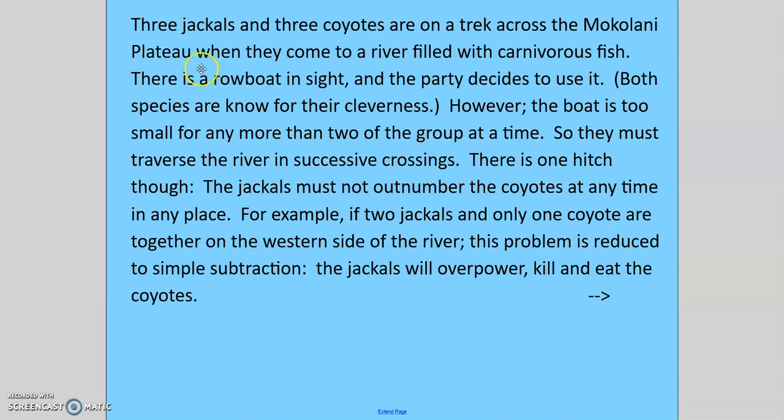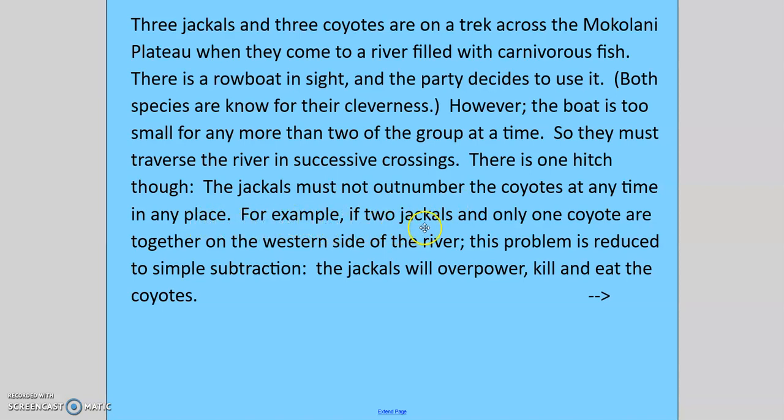So just to review, there are 3 jackals and 3 coyotes on a trek. They come across a river filled with carnivorous fish. There is a rowboat in sight. They decide to use it. The rowboat is too small, though, for any more than 2 of the group at a time, so they must traverse the river in successive crossings. There's one hitch. The jackals must not outnumber the coyotes at any time in any place.